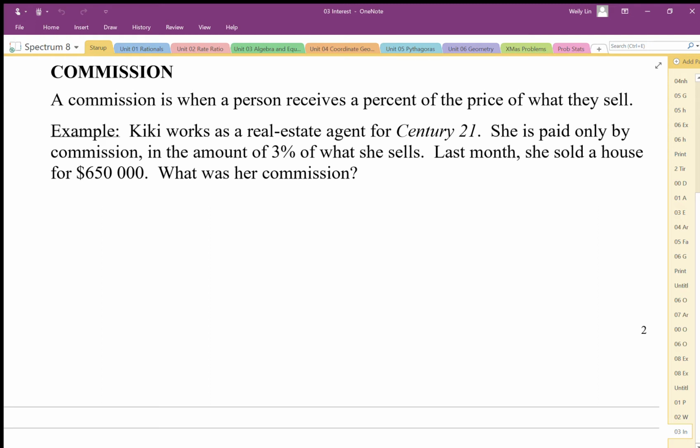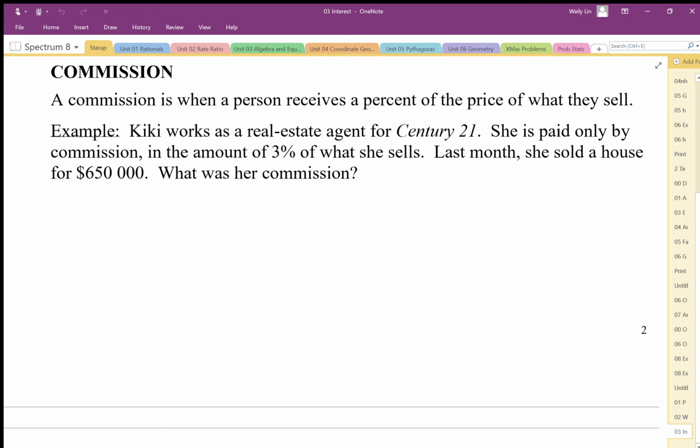So commission is when we earn money in that we earn a fraction, or a percentage, of something we sell. Real estate agents typically earn what they call percentage commission. In this example, Kiki works as a real estate agent and she's paid only by commission. What she earns is 3% of the value of the house that she sells.